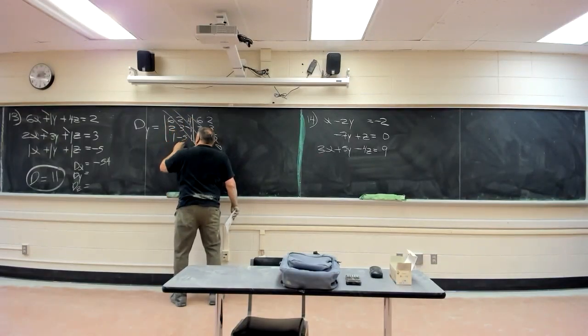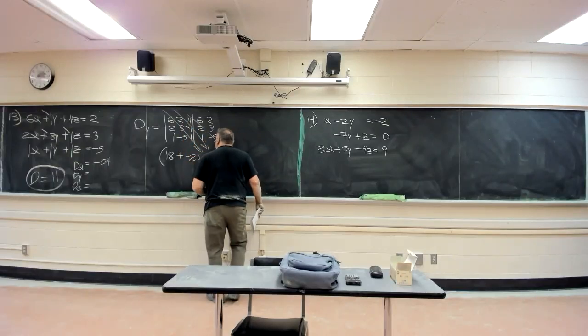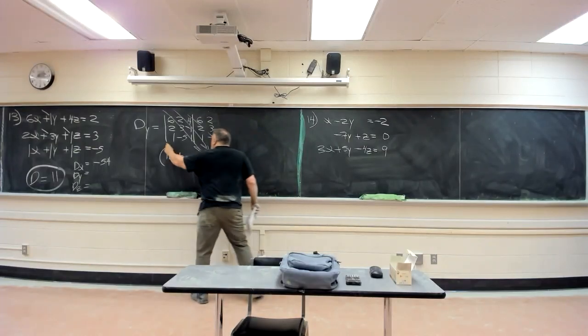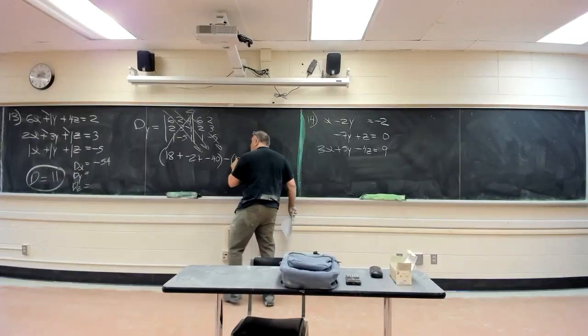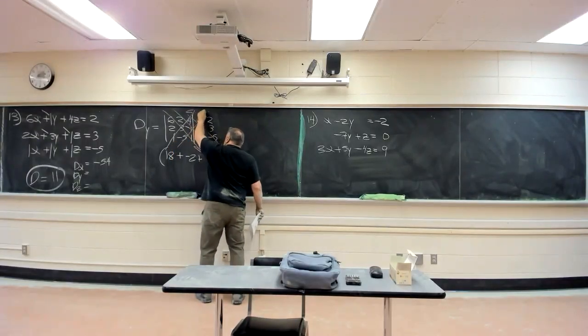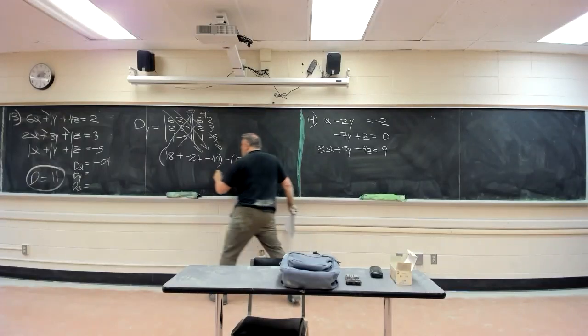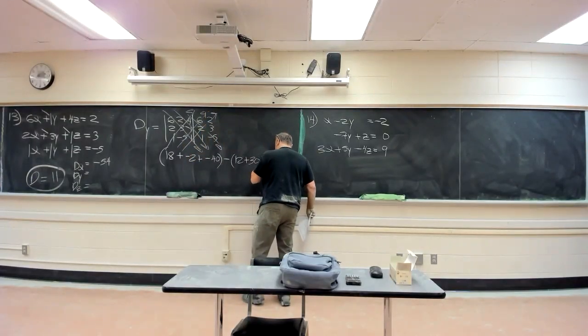Six times 3 times 1 is 18. 2 times negative 1 times 1 is negative 2. 4 times 2 times negative 5 is negative 40. 1 times 3 times 4 is 12. Negative 5 times negative 1 times 6 is 30. And 1 times 2 times 2 is 4.